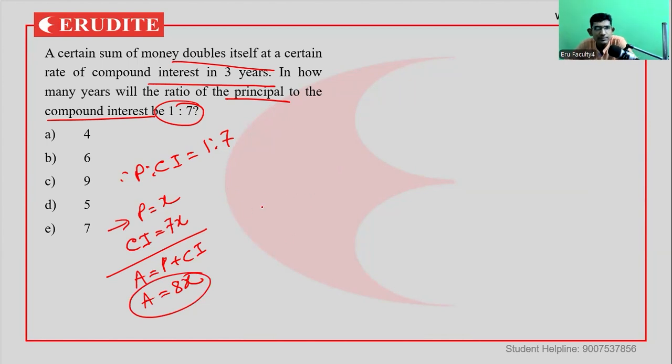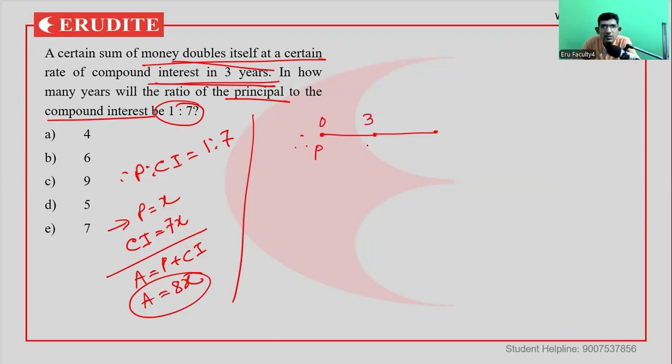That's the question. So again, without any formula, a simple, smarter shortcut would be this. Money doubles itself in 3 years. That means if I draw the number line schematic, initially it is P. After 3 years, it becomes 2P, meaning money is becoming double. Now what happens in compound interest? This ratio will remain the same. That means after every 3 years, money will keep doubling.